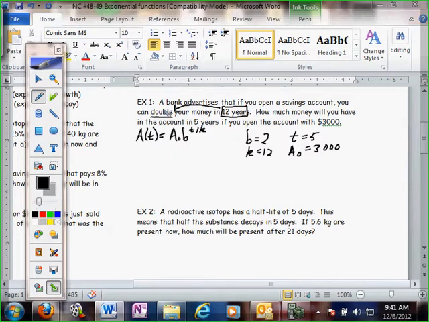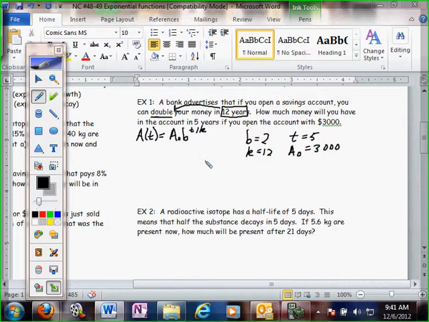Okay? So anytime you see double or triple or anything like that, or half-life or anything like that, that's going to be B. And the amount of time you have to multiply A naught times B is going to be K. So if it's going to double in 12 years, then K would be 12. If the half-life is 2 days, then half is going to be B and 2 is going to be K. Okay?